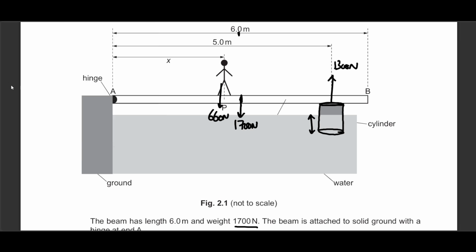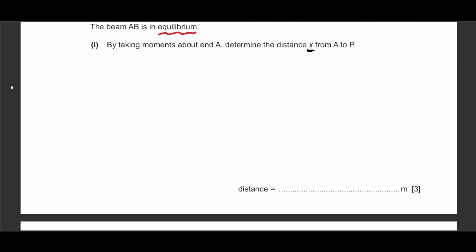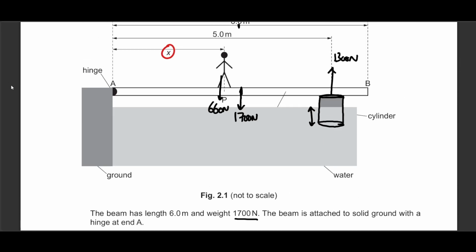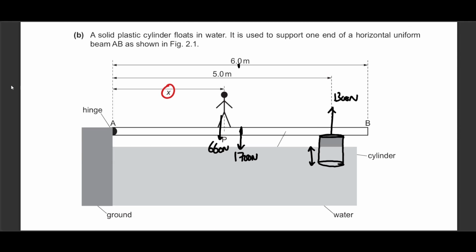So we want to find out x if the whole system is in equilibrium, which means it's neither rotating nor accelerating. So considering this, I'm going to write down the equation of the principle of moments here so that you can understand it visually. Now, the moment generated by the person is clockwise, the moment generated by the beam is also clockwise, but the moment generated by the cylinder is anti-clockwise to support this about the pivot A.